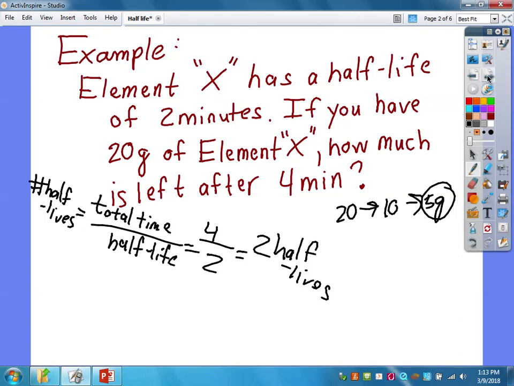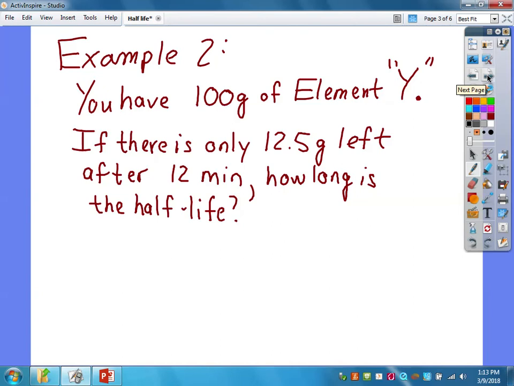That's fine too, but I like to use the arrows as my method in terms of solving these. But we have some other examples. I'm just going to go through a couple different ones. You have 100 grams of element Y. So there's your initial mass. If there is only 12.5 grams left, that must be my final mass after 12 minutes. How long is the half-life? So is 12 minutes the half-life? No, it's the total time. How long is the half-life?